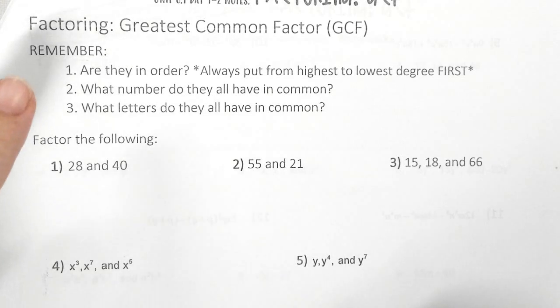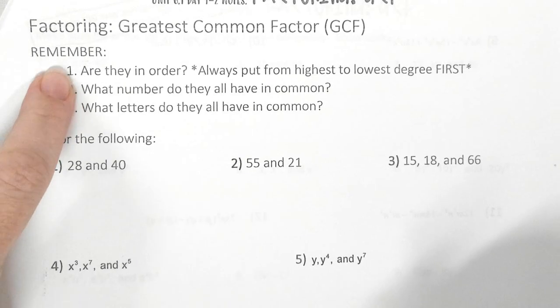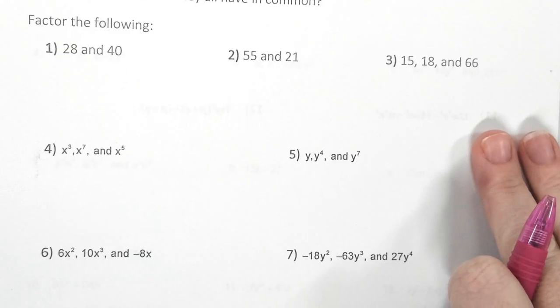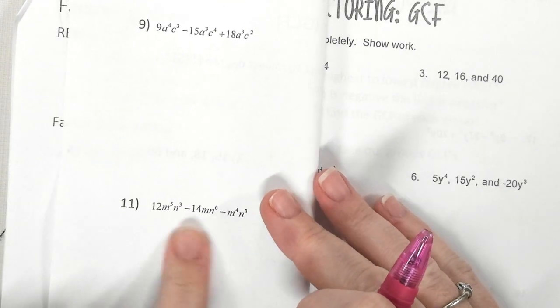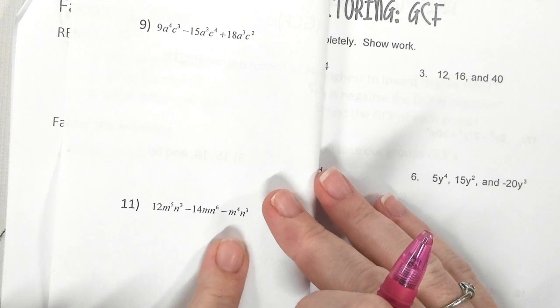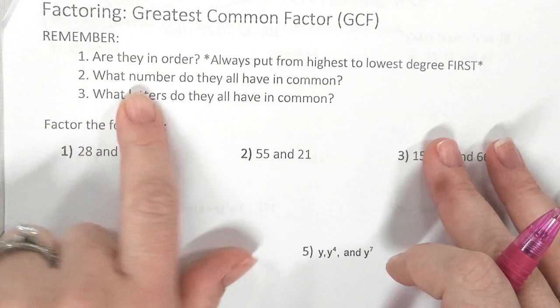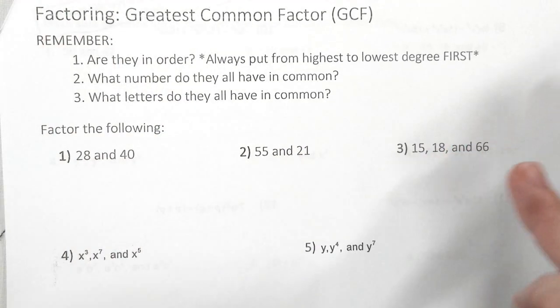On the front, we don't really have to worry about reminder number 1, which asks if they are in order, because these are just listings. But on the back, we have expressions, kind of like equations with no equal signs. That's where order matters. Number 2 and number 3 do matter on the front: what numbers and what letters do they have in common.